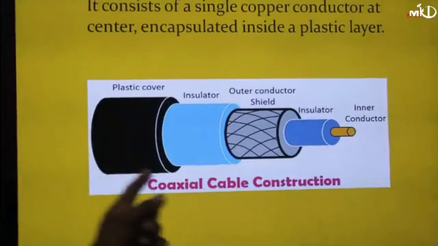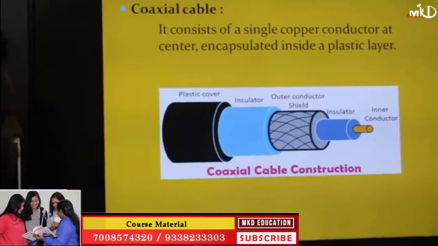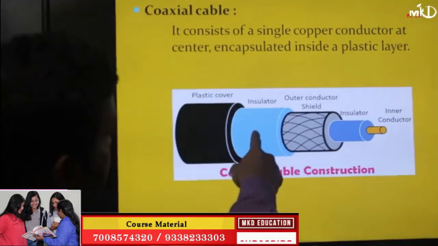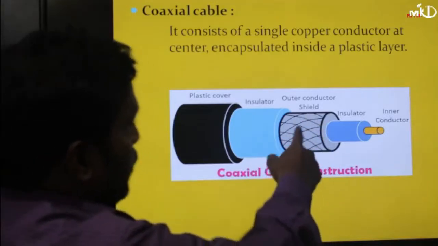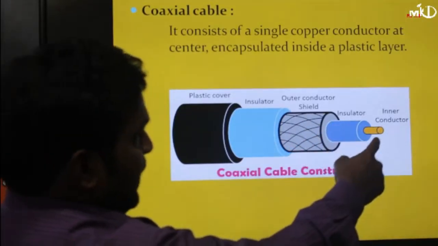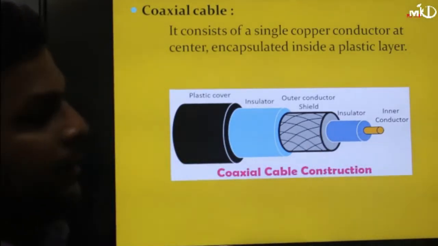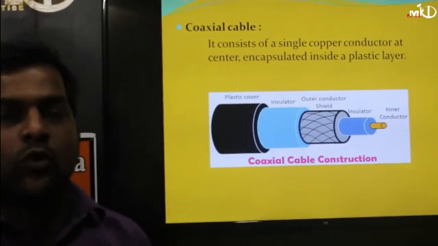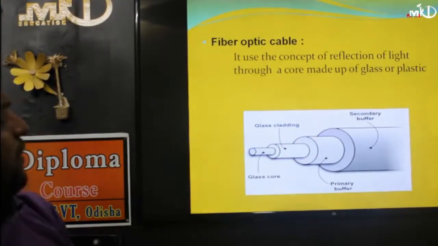Just recall the types of twisted pair cable we have discussed. Now it is different. There are two cases now. There is the insulation, which is the overall plastic cover. Then insulated, then the outer conductor is given. So what does it mean? Insulated, again an inner conductor. So the structure format is different, and that is why it is known as coaxial cable.